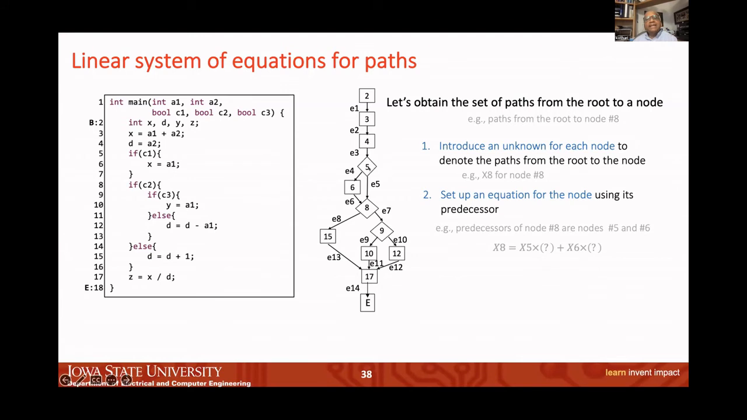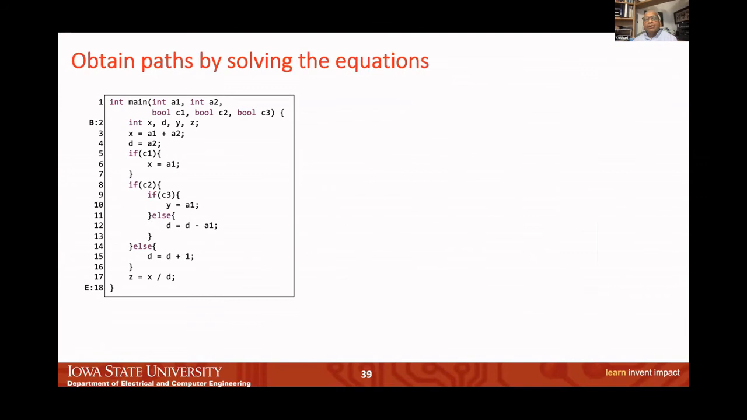And you can see, if we have all the paths to x5, we concatenate those paths with E5, and we will get paths to 8. Similarly, we concatenate the paths to node 6 by adding E6, and we get paths to 8. So the equation becomes x8 is equal to x5 E5 plus x6 E6. So this is the equation for node 8. Okay. So now we know how to set up the linear equation.